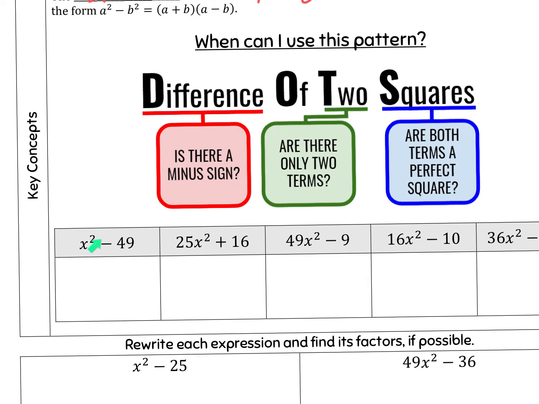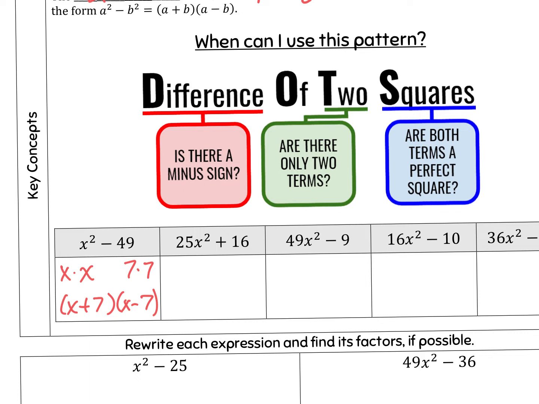So first of all, difference of two squares down here. There's a minus sign. There's only two terms. And you'll notice there's a perfect square right here, x squared and 49. So x times x will give me x squared, right? And 7 times 7 gives me 49. So the way we would write it, I would have two factors. One of them's going to be x plus 7, and one of them's going to be x minus 7. And the reason you have the plus and the minus, they pretty much cancel each other out, so you have 0 as your b in the middle.